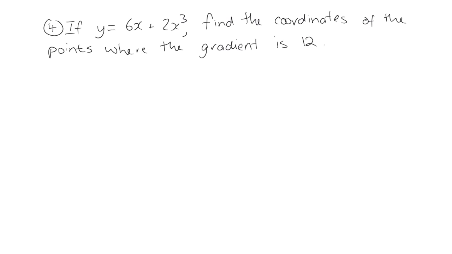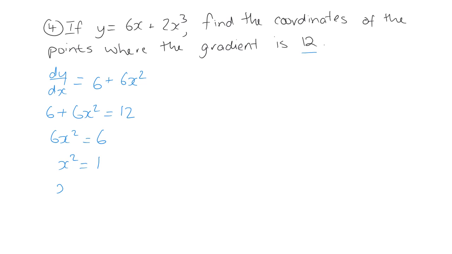Question 4. If y equals 6x plus 2x cubed, find the coordinates of the points where the gradient is 12. So in question 3, we were just looking for one point where the gradient was 2, but this curve now has 2 points where the gradient is 12. So dy by dx, we get 6 plus 6x squared. We let that equal to 12 and solve it. Now we have a nice straightforward one to solve here. And we get that x is plus or minus 1.